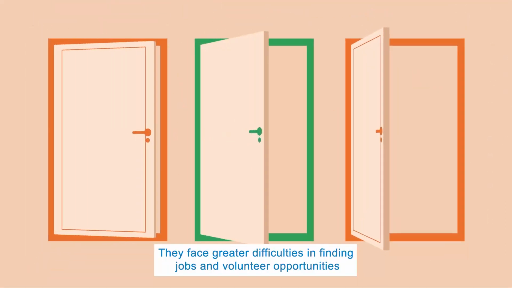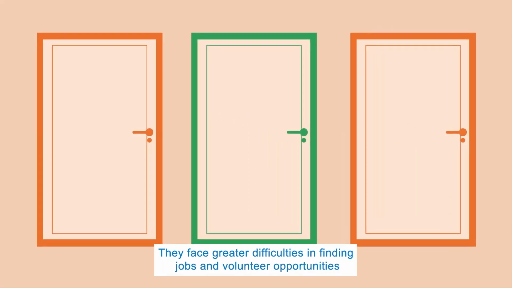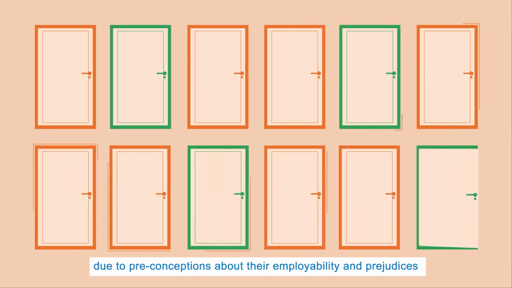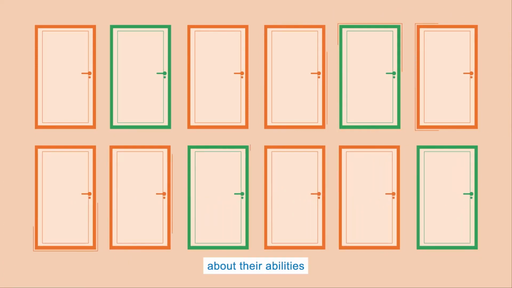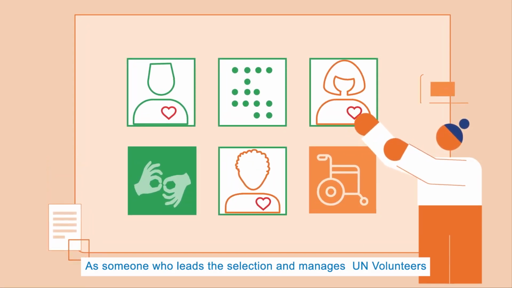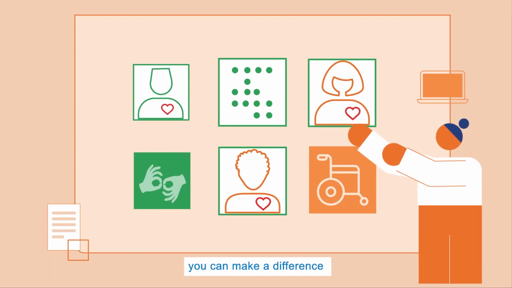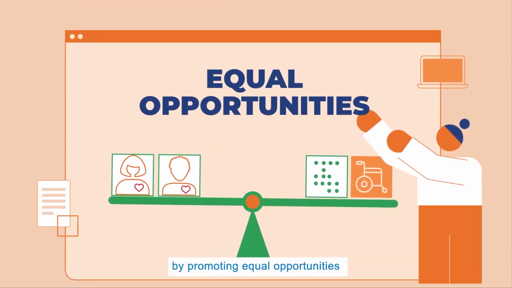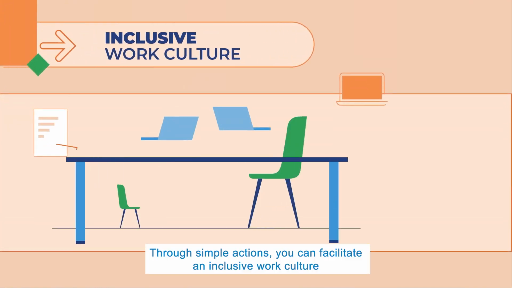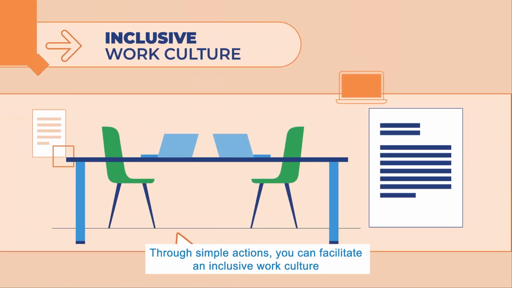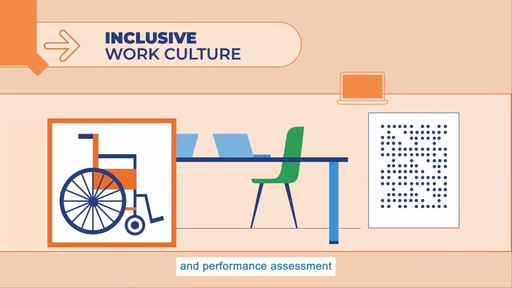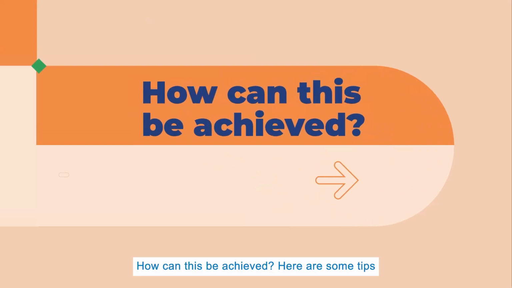They face greater difficulties in finding jobs and volunteer opportunities due to preconceptions about their employability and prejudices about their abilities. As someone who leads the selection and manages UN volunteers, you can make a difference by promoting equal opportunities for persons with disabilities. Through simple actions, you can facilitate an inclusive work culture in your recruitment processes, personnel management, and performance assessment. How can this be achieved?